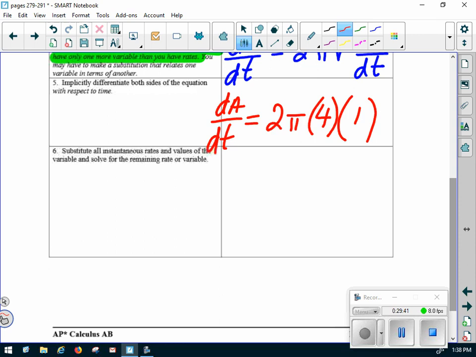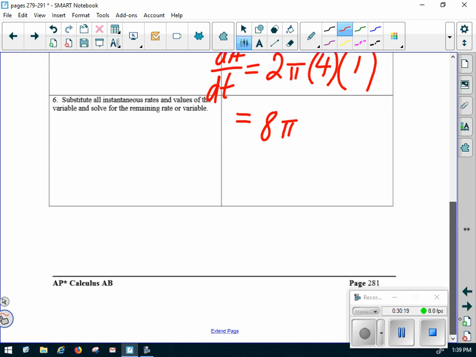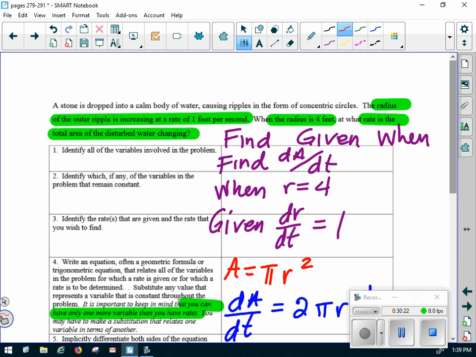All right. What do you get? What have we answered? What do we know now? Read. At what rate is the total area of the disturbed water changing? Answer the question using the words in the question. The total area of the disturbed water is, don't say changing, say increased or decreased. Increasing at a rate of, is it feet and seconds? Yes.